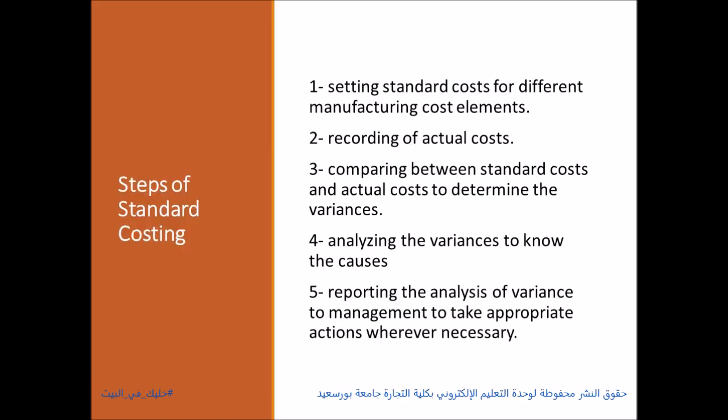What are the steps of standard costing? The first step is to set standard cost for different manufacturing cost elements. The second step is to record the actual costs. The third step is to compare standard with actual and to determine the variance. The difference between standard cost and actual cost is the variance.